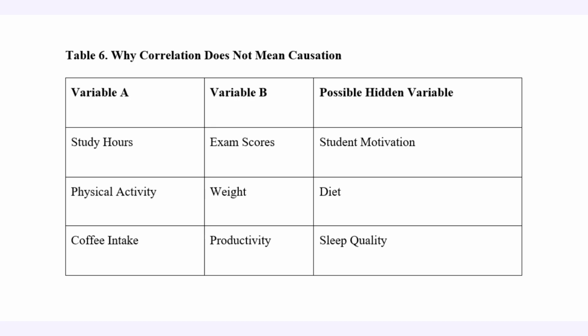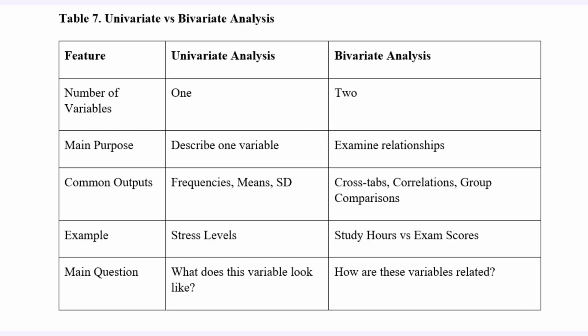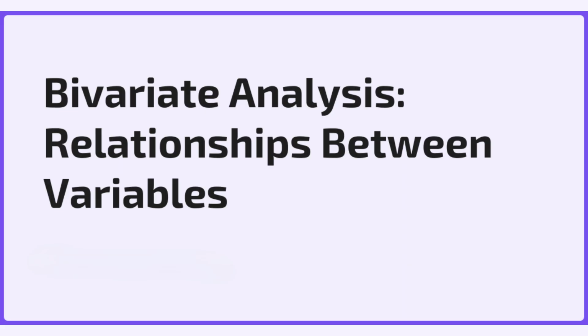It helps you move from description to relationships. And from there, more advanced techniques like regression can help you control for other variables and build stronger explanations for these relationships. So the simplest way to think about this is this. Univariate analysis looks at one variable at a time. Bivariate analysis looks at how two variables relate to each other. One helps you understand your data and the other helps you start understanding connections within your data. And once that connection is clear, the rest of your analysis becomes much more meaningful.